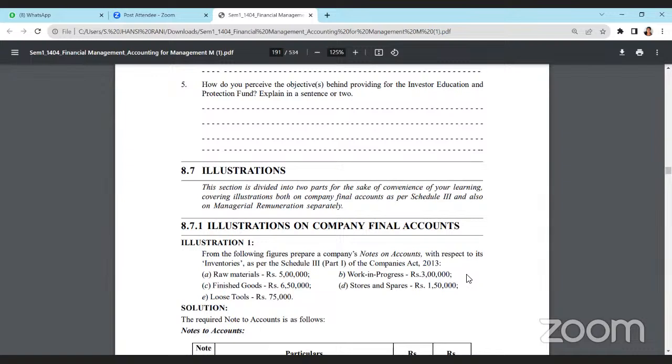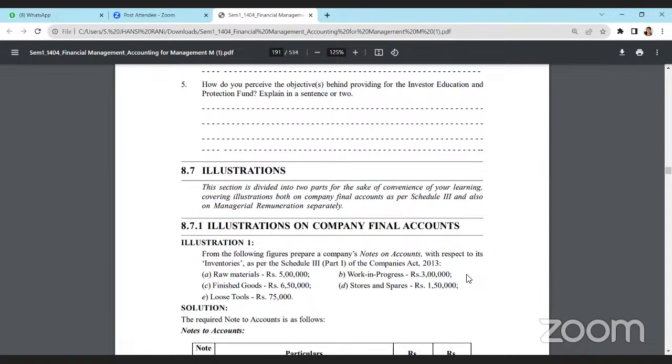Then stores and spares and loose tools, what are these? These are also inventories only. For example, stores and spares means we need some screws or something. In order to fix any table, we need nails, screws, and handles. There are certain materials which we cannot see, such as Fevicol or some glue, that are within the table, but it is a part of inventory.